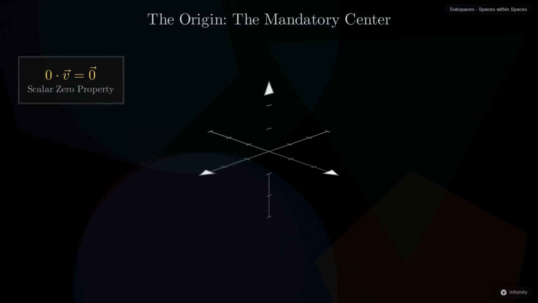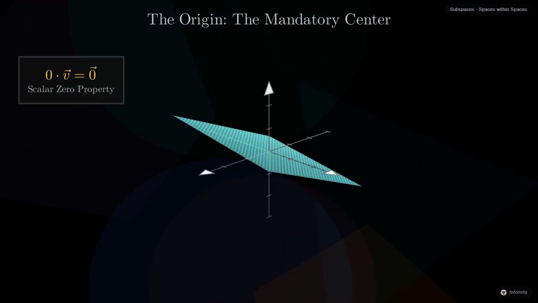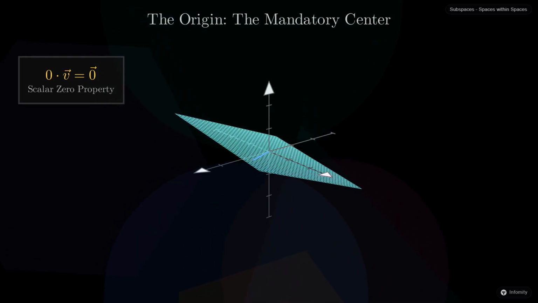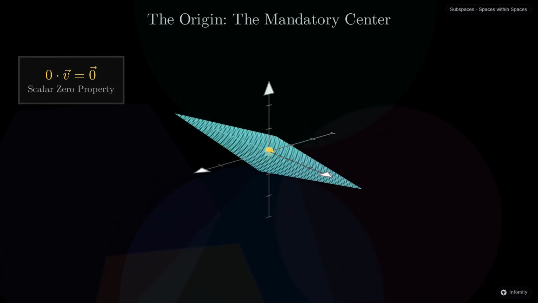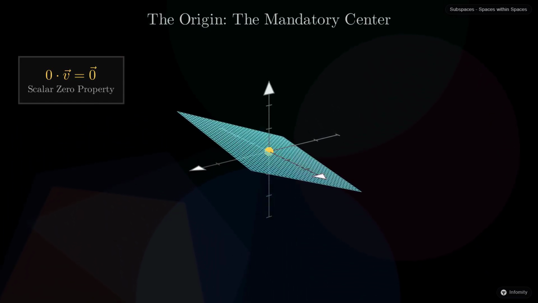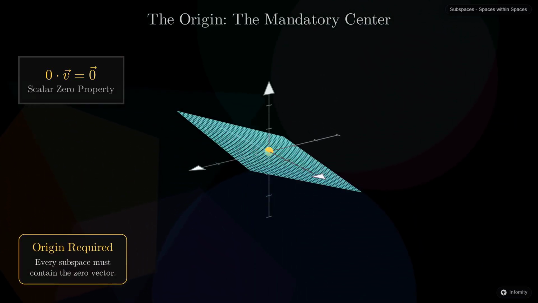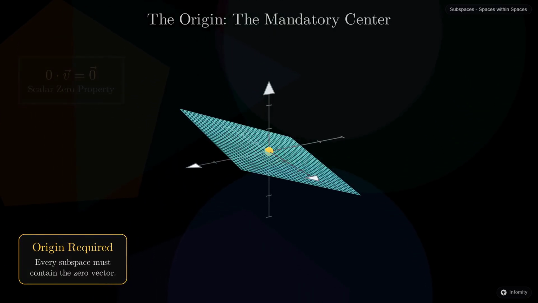Because we can scale any vector by any real number, we must be able to scale it by 0. When we multiply any vector by 0, it collapses into the 0 vector, which is the origin itself. So, this reveals a fundamental truth. Every valid subspace must contain the origin.